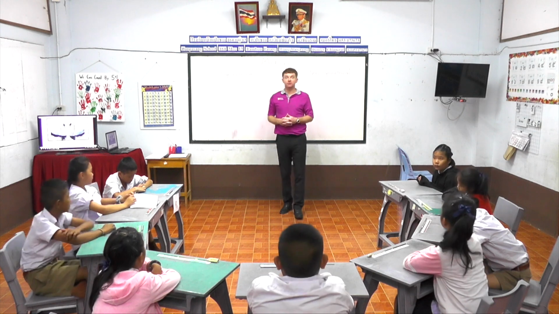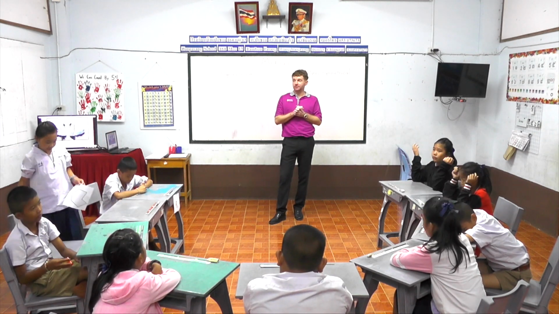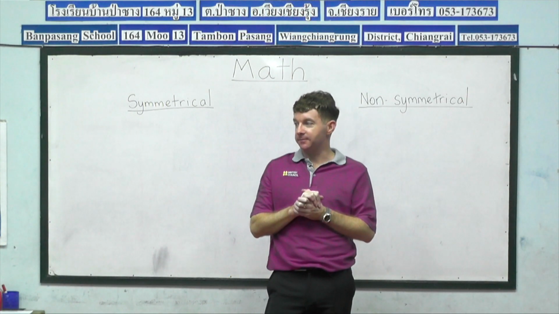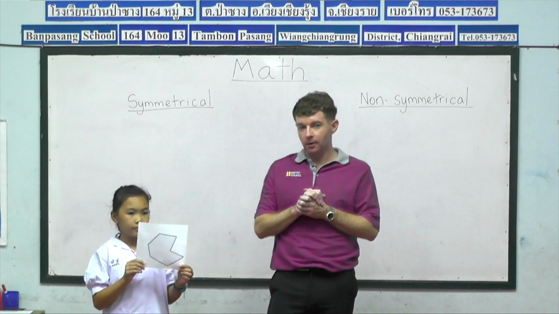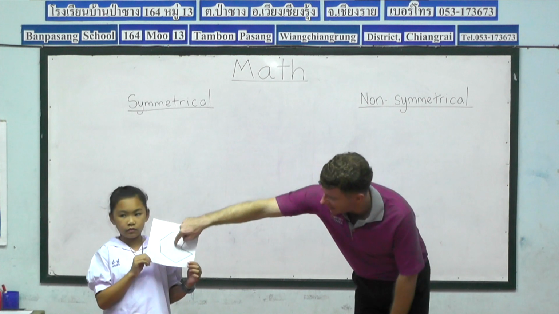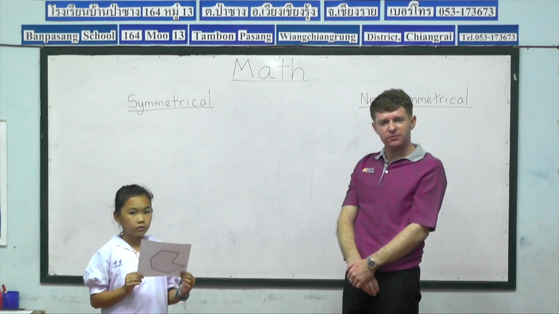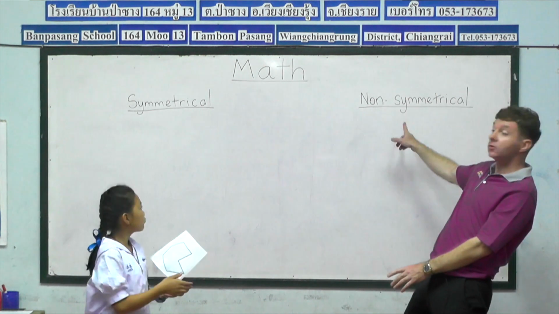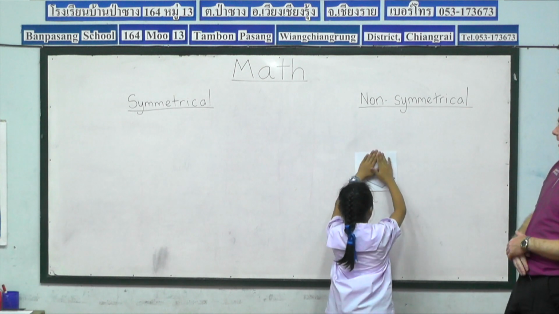Okay, let's open our eyes, guys. Who has the first shape? Nadia. Come and join me at the front. Okay, so Nadia, have a look at your shape and show your friends. What do we think, guys? Imagine if we draw a line down the center of this shape. Will it look the same on both sides? No. So what do we say? Non-symmetrical. Excellent. Well done, guys.